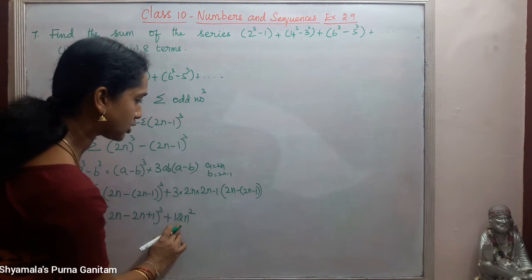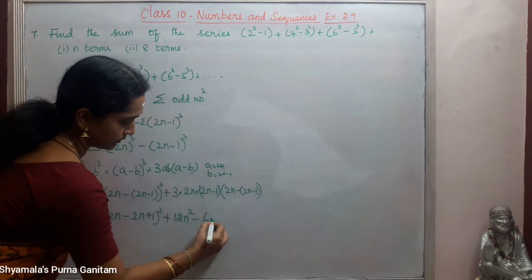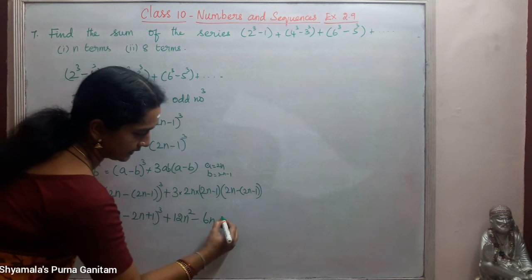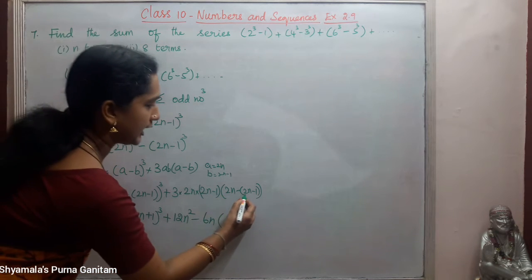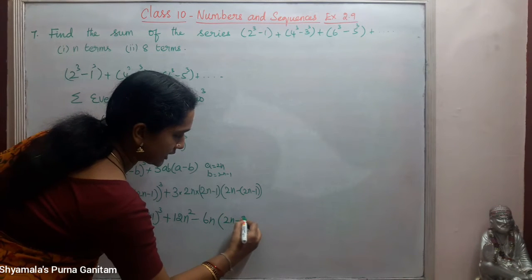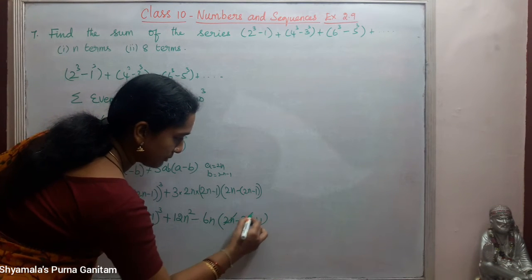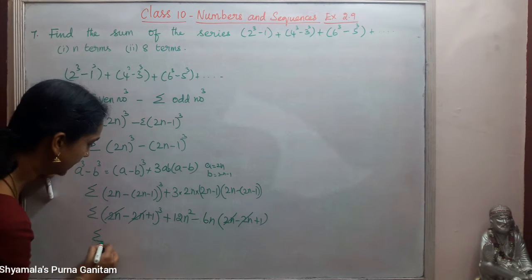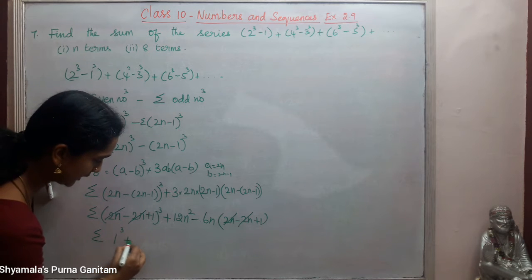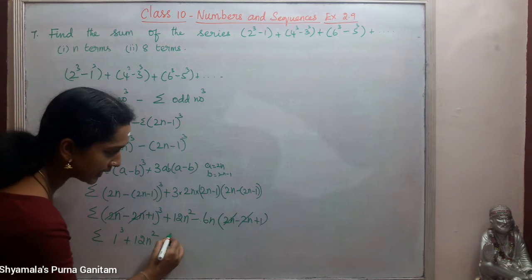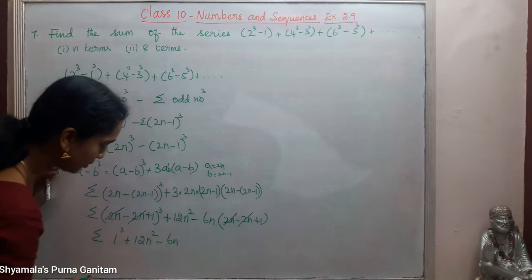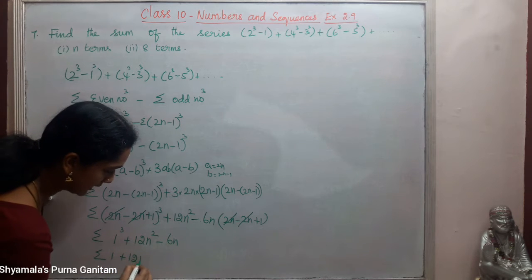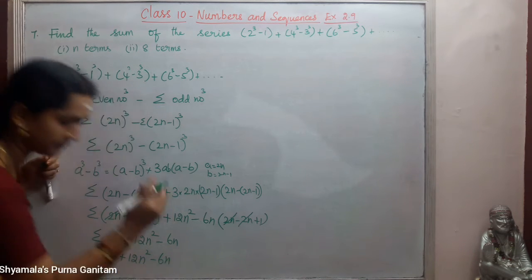3 twos are 6, 6 twos are 12, n squared minus 1 is 6n. And here 2n minus 2n plus 1. So plus 2n minus 2n will get cancelled, here also plus 2n minus 2n will get cancelled. So we get sigma of 1 cube plus 12n squared minus 6n. That's all. Here we are having only 1, so this we can write as sigma of 1 plus 12n squared minus 6n.